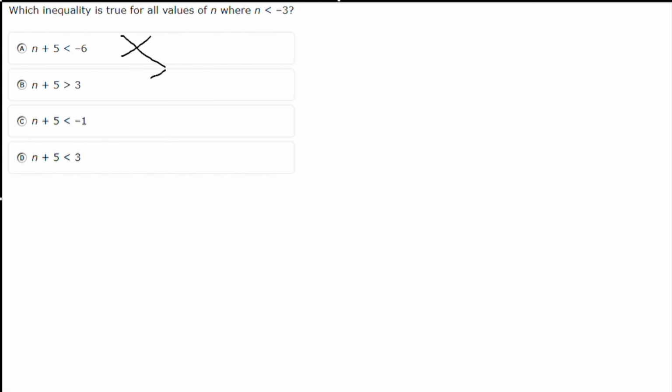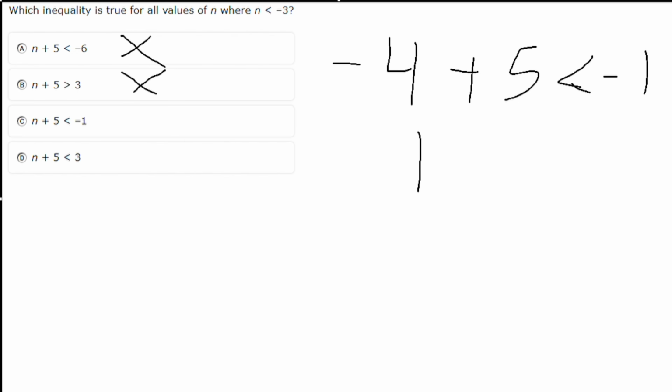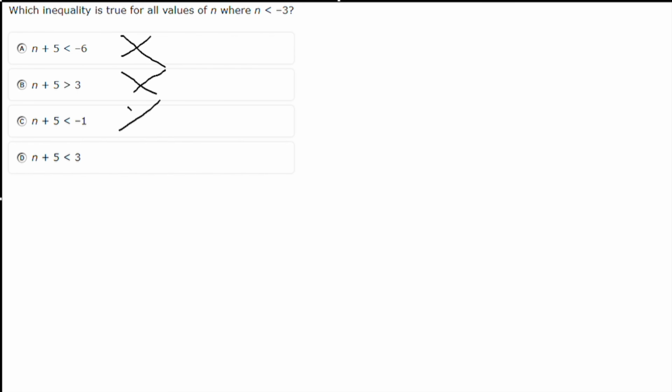All right, let's move on to answer choice C. We have n, which is negative 4, plus 5 is less than negative 1. Negative 4 plus 5, as we've seen, is going to give us a positive 1. Is 1 less than negative 1? Is that a true statement? No. If we draw out our number line, negative 1 is going to be right here. Then we have 0. Then we have positive 1. Negative 1 is less than positive 1. So answer choice C is therefore incorrect.